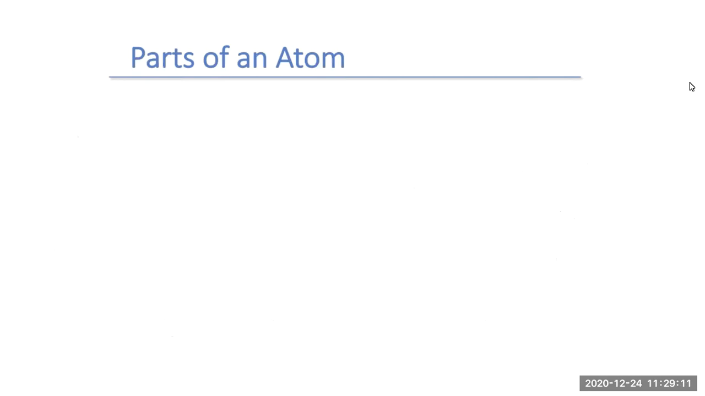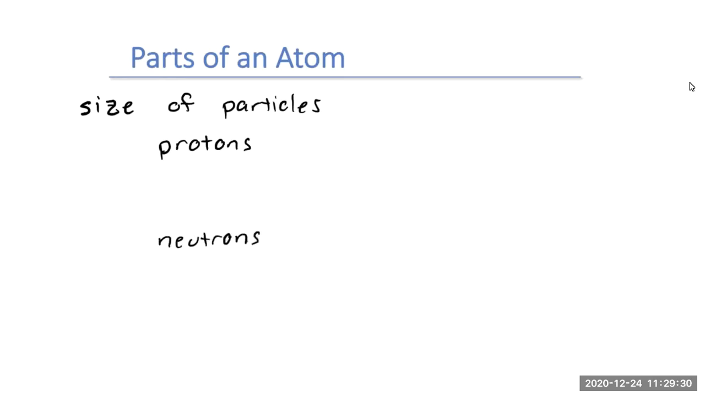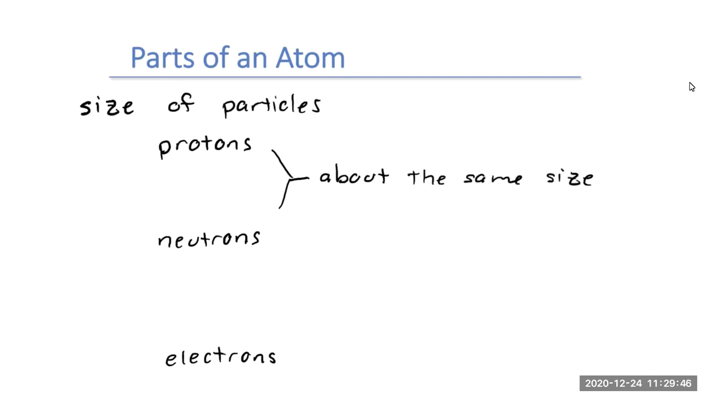And then when we look at the size of our subatomic particles, so if I want to compare the size of everything, if we want to compare our protons, our neutrons, and our electrons. Protons and neutrons, these are about the same size. They have roughly the same mass as each other.